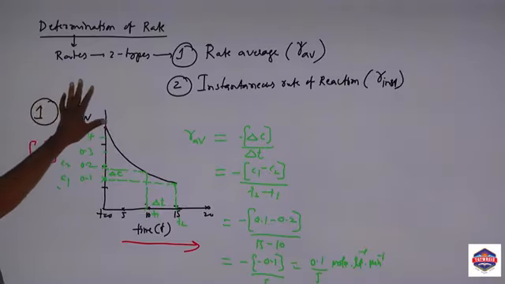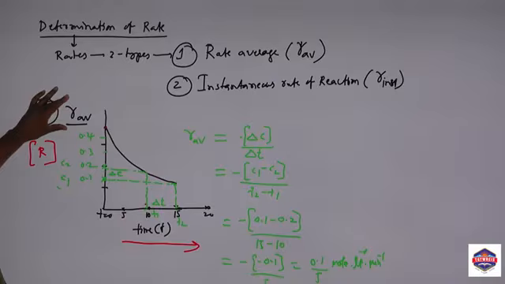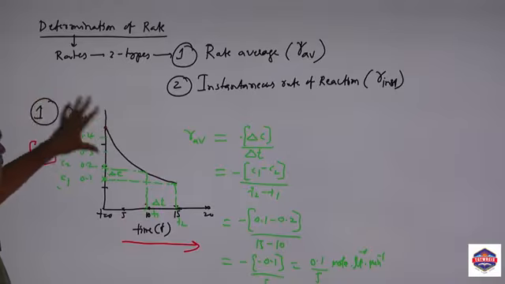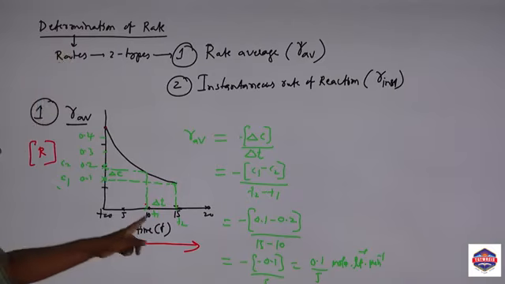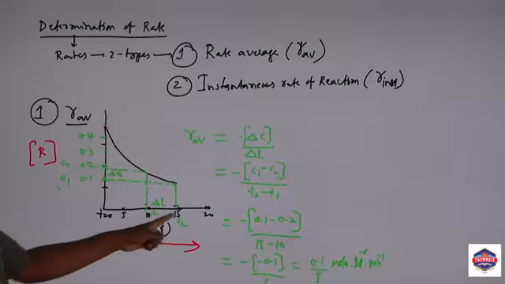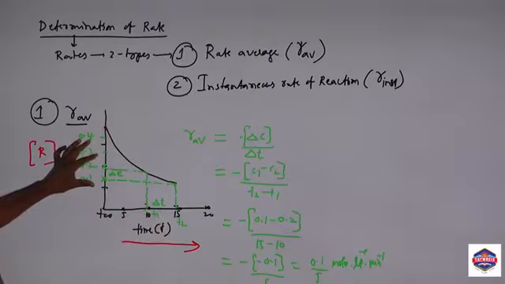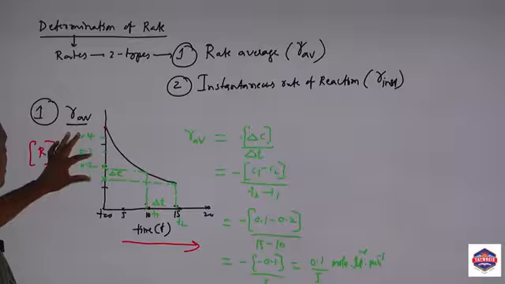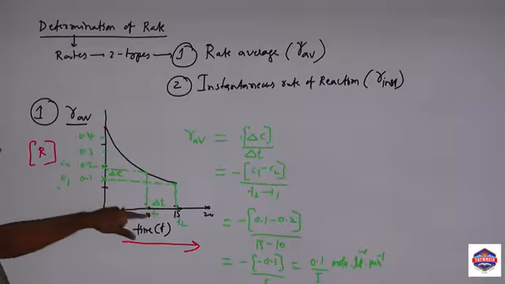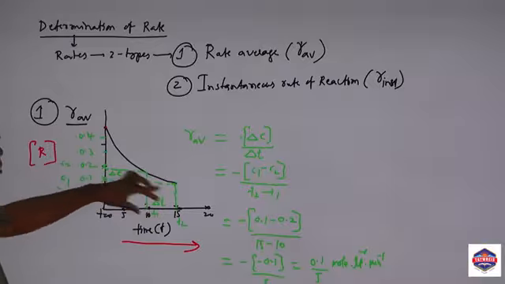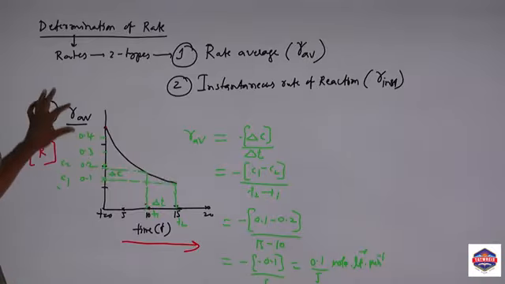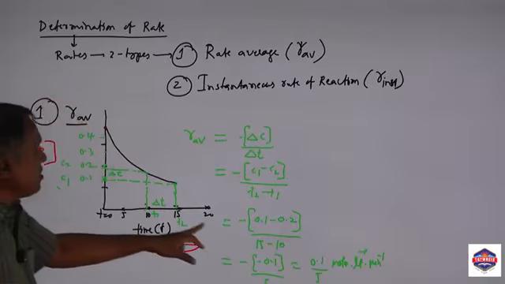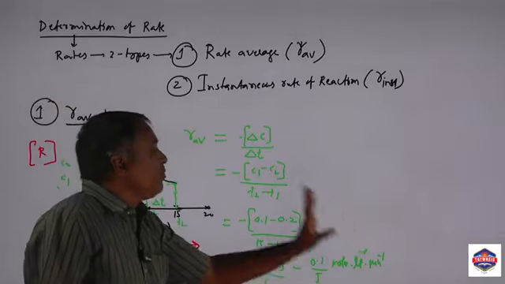Average rate, nothing but what now? What is average rate of the reaction? Average rate of the reaction is defined as, in between some time interval, we are calculating the rates. At 15 minutes we have 0.1, at 10 minutes we have 0.2. So in between this gap, how much rate is there? That is the average rate. This is 0.1 by 5 mole liter inverse minute inverse.